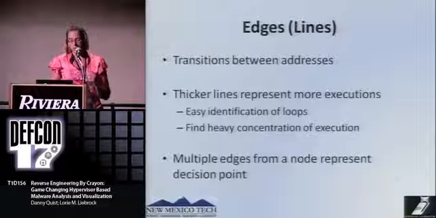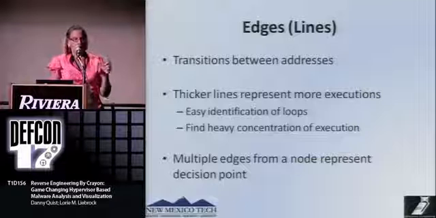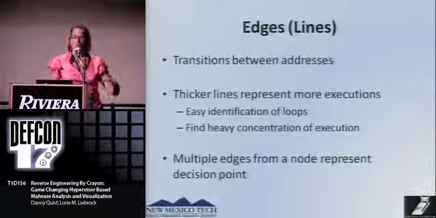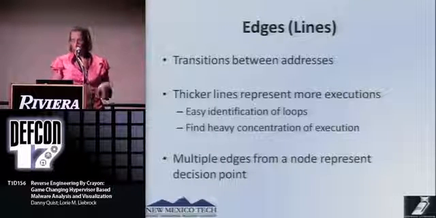So looking at these edges, wherever you see multiple lines coming out from one node, that means there was a decision point there and there are multiple paths you can go to the next instruction.